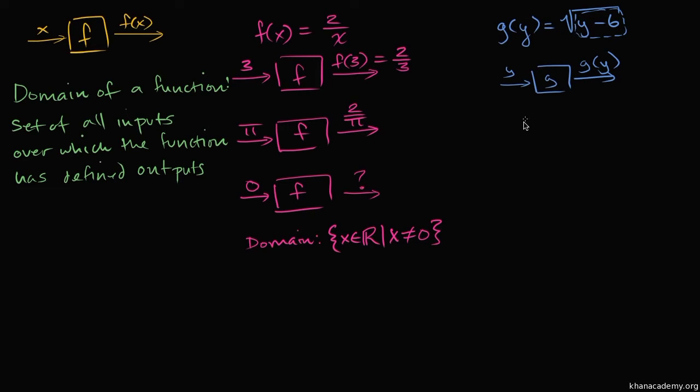So y minus 6 needs to be greater than or equal to 0 in order for g to be defined for that input y. Or you could say, add 6 to both sides, y needs to be greater than or equal to 6.